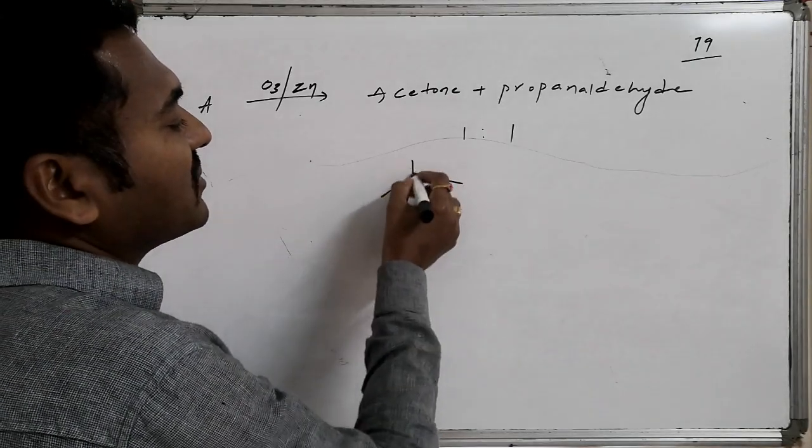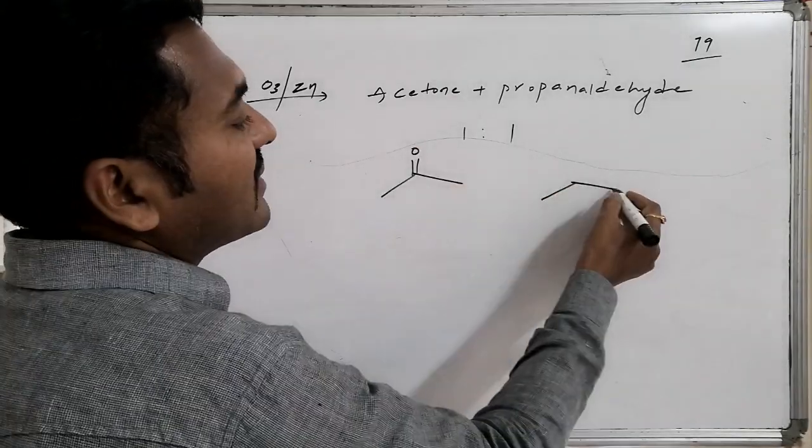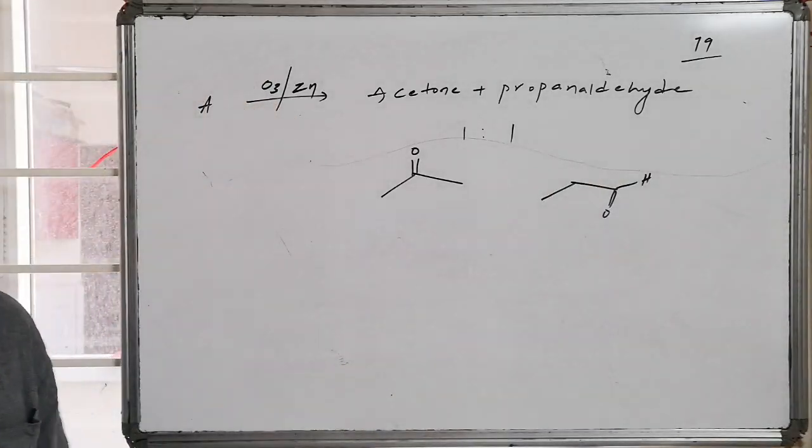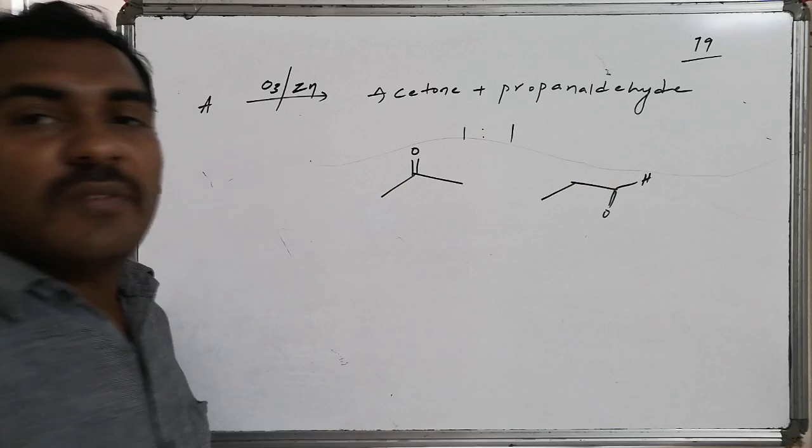Acetone is this one, and this is propanaldehyde. One is acetone, followed by another one, propanaldehyde. Both are produced in a 1:1 ratio.